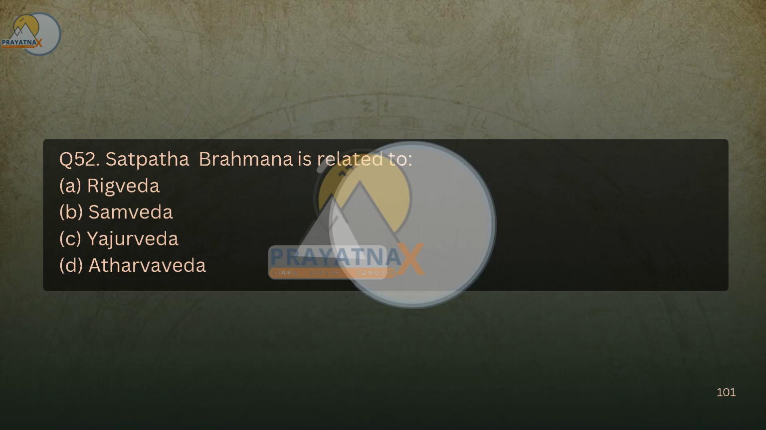The Shatpat Brahmana is related to A. Rigveda, B. Samaveda, C. Yajurveda, and D. Atharvaveda. Gopat Brahmana is the only Brahmana associated to Atharvaveda. So the correct answer for this would be Shatpat Brahmana is associated to Yajurveda. Now which Yajurveda? Shukla Yajurveda.